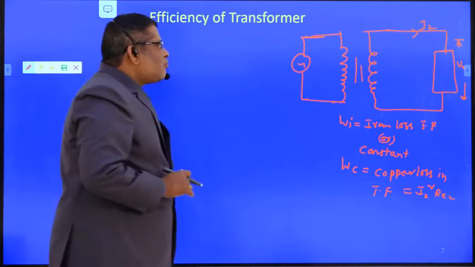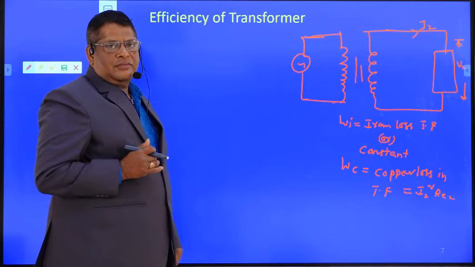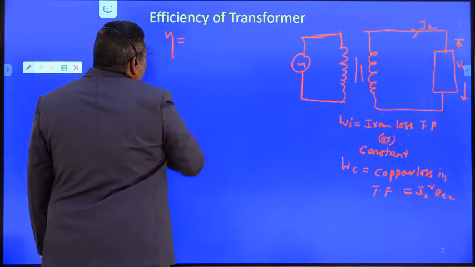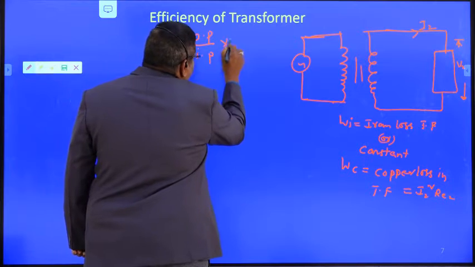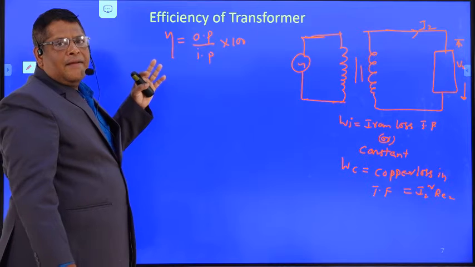Now the efficiency of a transformer is defined as the ratio between the output power to the input power. It is generally represented by eta, which is equal to output power divided by the input power into 100. This value is a percentage value.